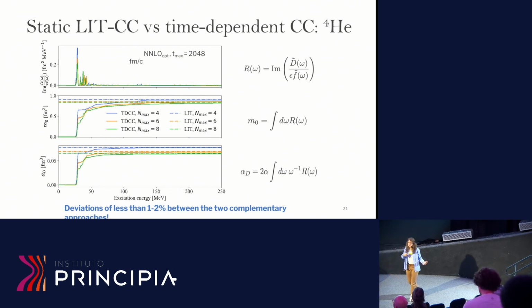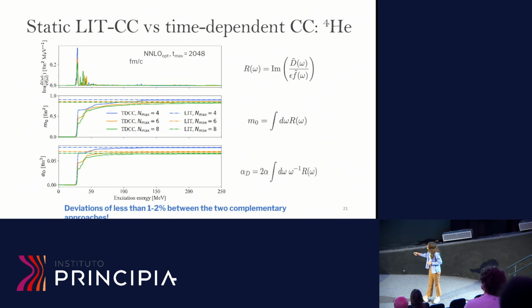I started this talk just presenting how response functions can be calculated in a static way. So we can compare the results that we get considering the response function in a time-dependent approach. Here you have the response in the time-dependent case, and here I'm comparing the time-dependent result to the static result in the case of sum rules. So you have m0, which is basically the integral of the response function, and the polarizability, the inverse energy weighted sum rule.